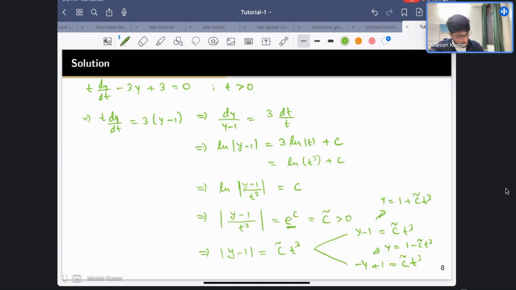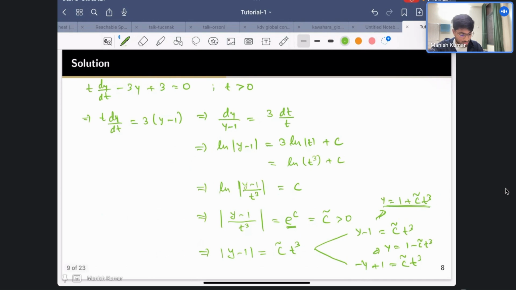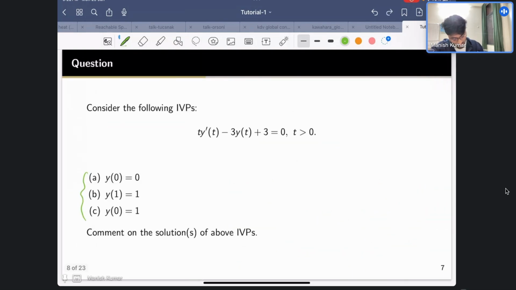So let us consider this one equation, where the solution y(t) is equal to 1 plus c tilde t cube. Now we had some initial conditions, right? So far we have just solved this ODE, but we had some initial conditions that have to be put there.